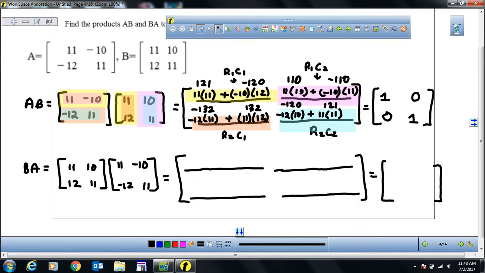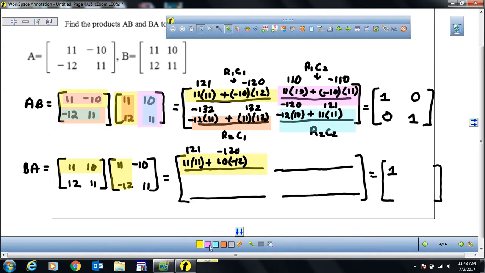So this is going to be a 2 row by 2 column matrix. We're going to do the exact same thing. This number is in the first row, first column, so we're going to multiply the first row times the first column. So we're going to have an 11 times 11 plus a 10 times a negative 12. So this is 121 and this is negative 120. When I add them, they give me 1.